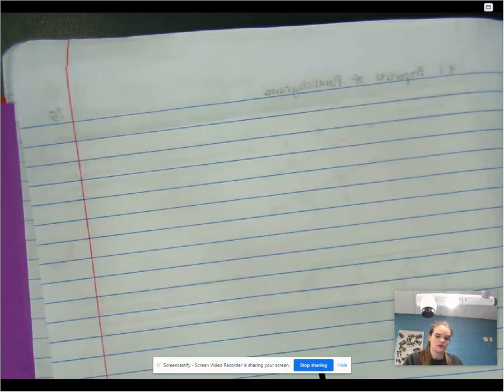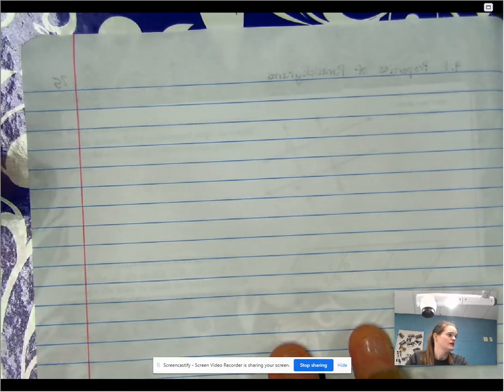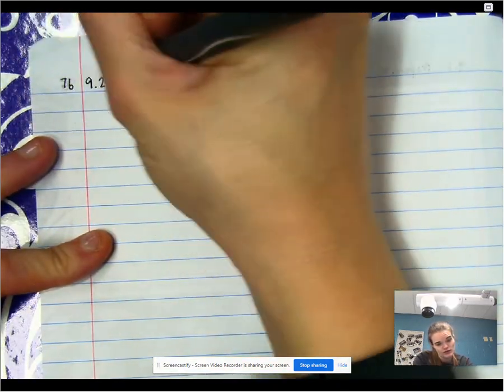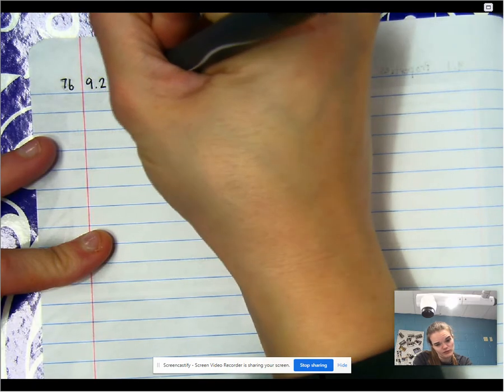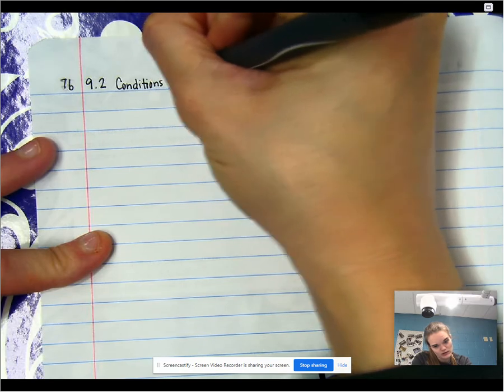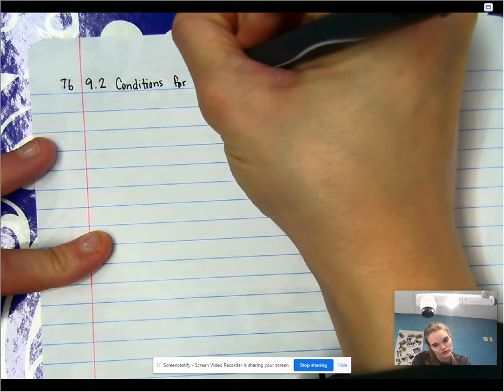I'm going to get something underneath this page so I can write on it. So 76, 9.2 conditions for parallelograms. All we're talking about this week is parallelograms. Technically, all next week too, but you know.